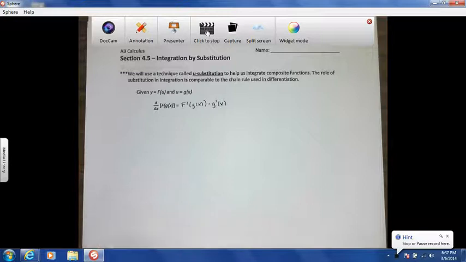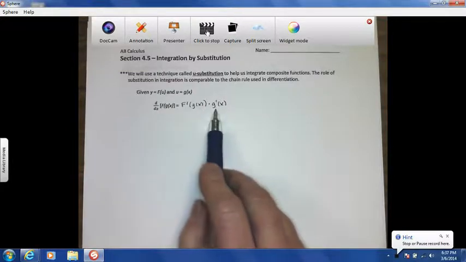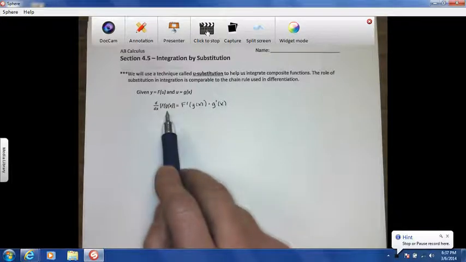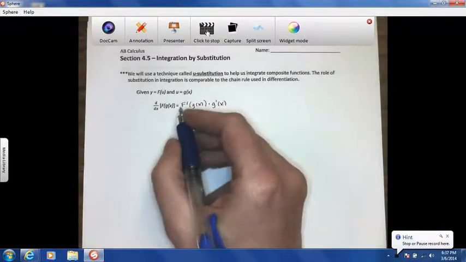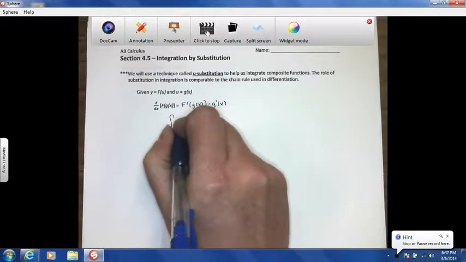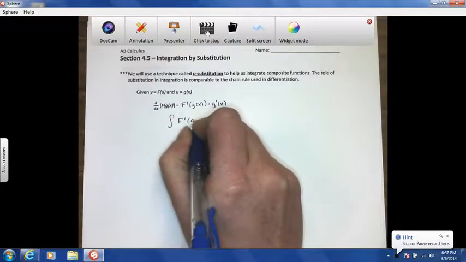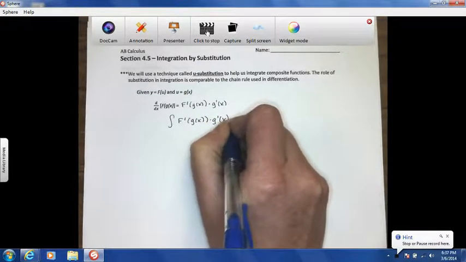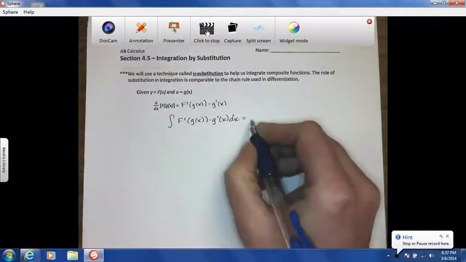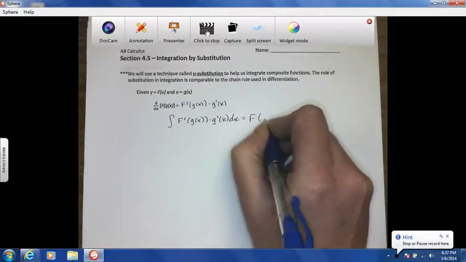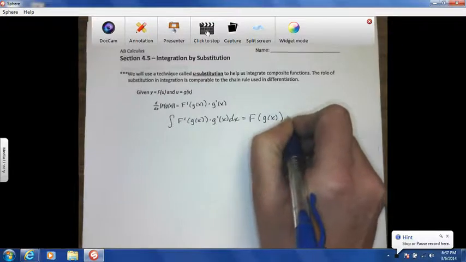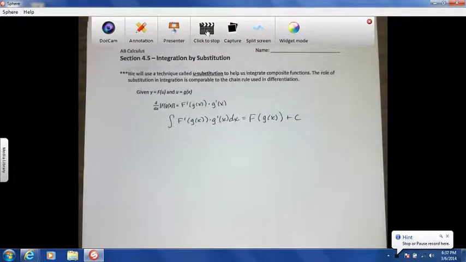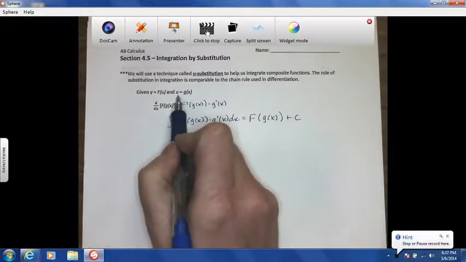Now, in theory, when we have the derivative of this composite function, we should be able to integrate it to get back to the original function that we had to begin with. So, if we integrate that composite function of f prime of g of x times g prime of x dx, we know we should go back to the composite function of f of g of x plus our constant of integration.